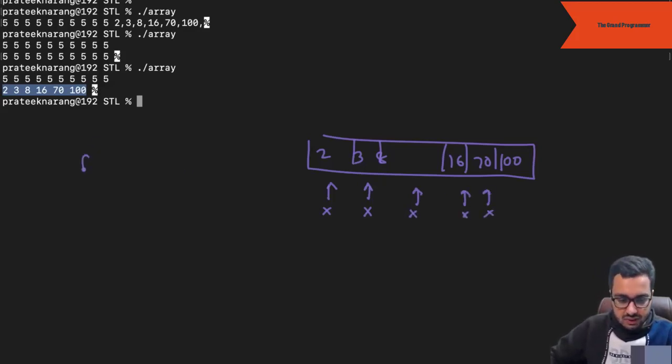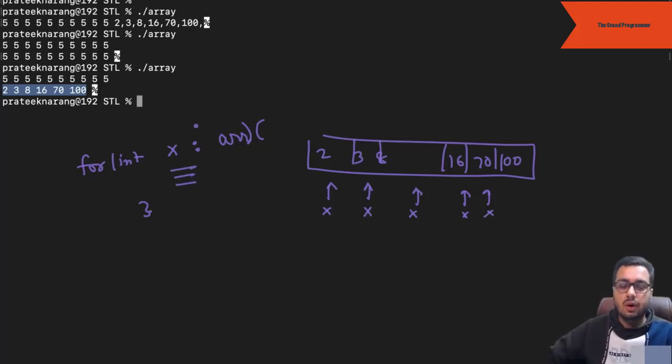So what we have said is for int x, which is there inside the original array. Here we are not iterating over the indices, but we are iterating over the values inside the array. This kind of a loop is known as a for each loop. We have a similar loop in Java, we have a similar loop in Python as well. So this is colon.